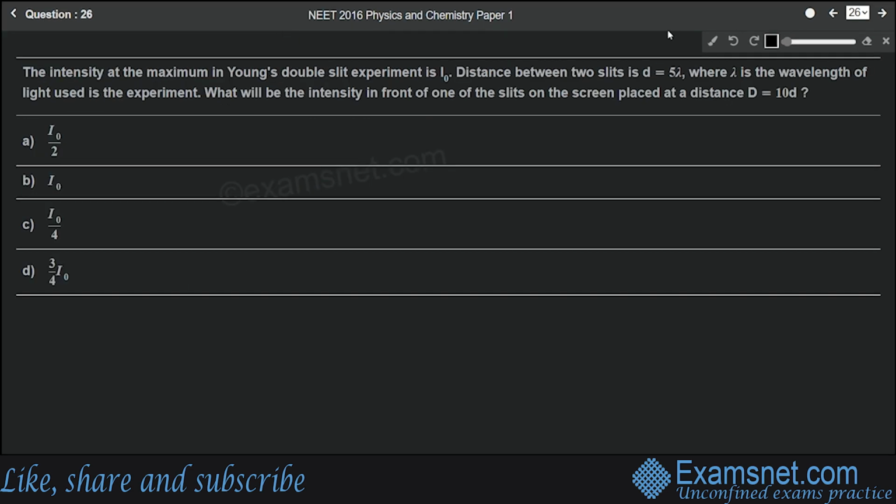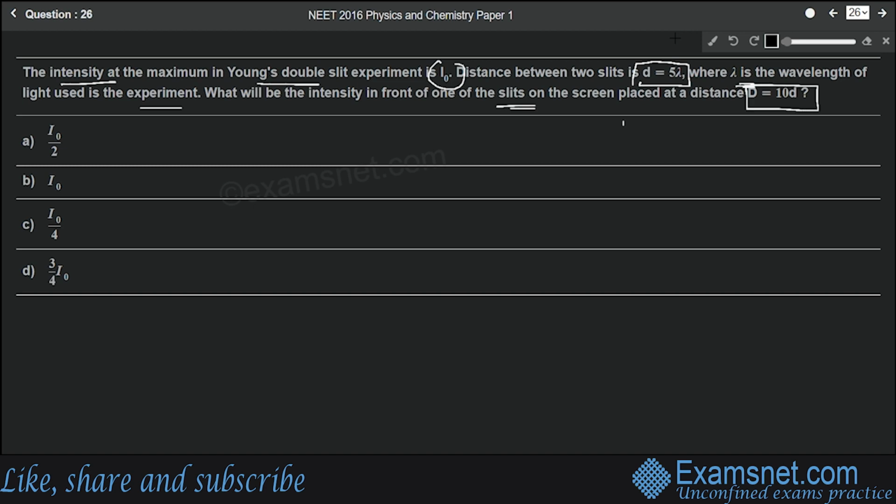Question number 26 is from the chapter Wave Optics, and the question is the intensity at the maximum in Young's double slit experiment is I naught. Distance between two slits is small d equals to 5 lambda, where lambda is the wavelength of light used in the experiment. What will be the intensity in front of one of the slits on the screen placed at a distance capital D equals to 10 times small d?